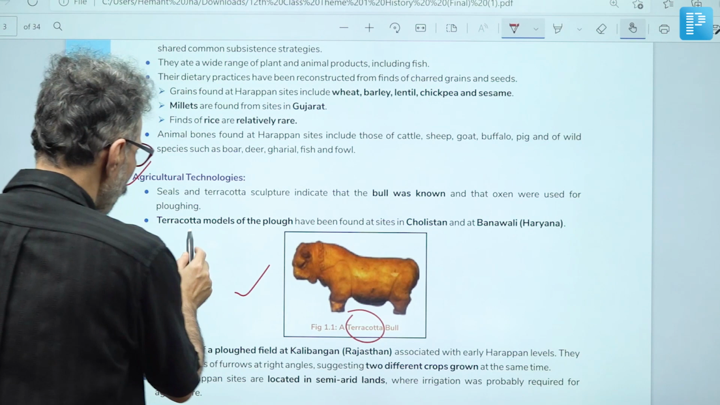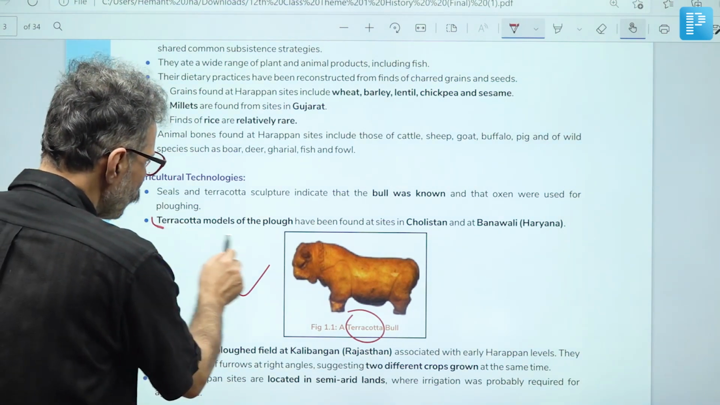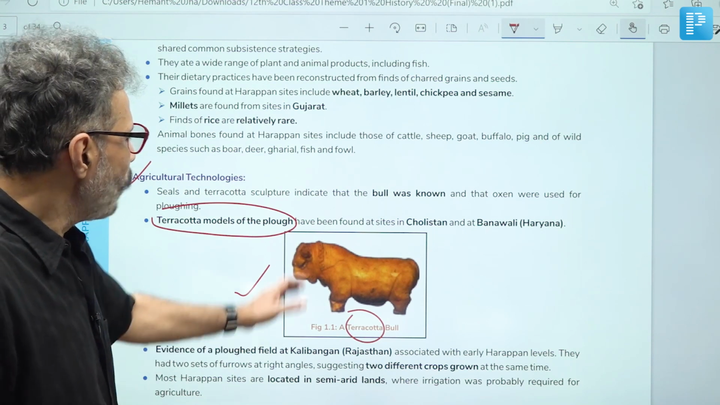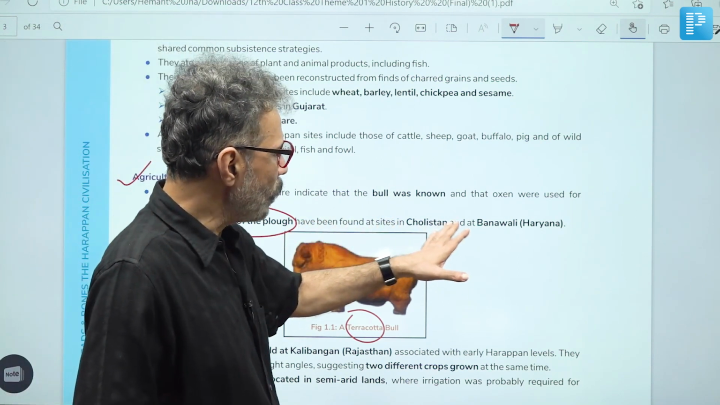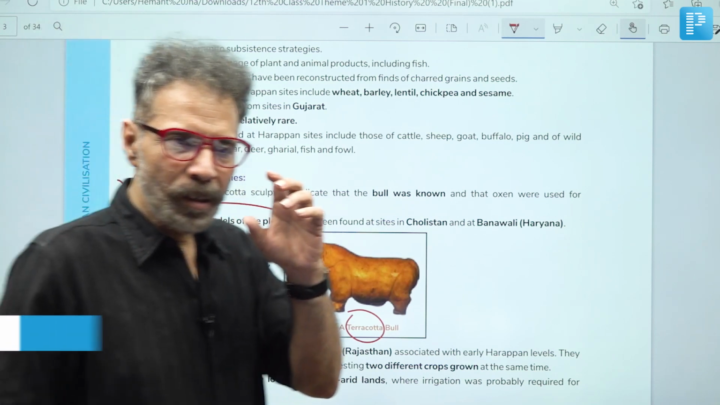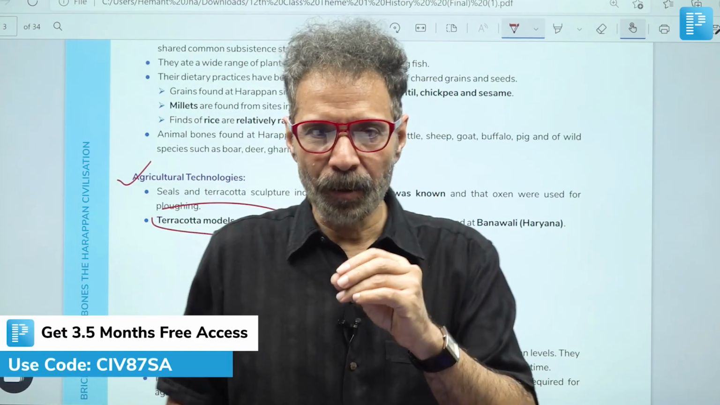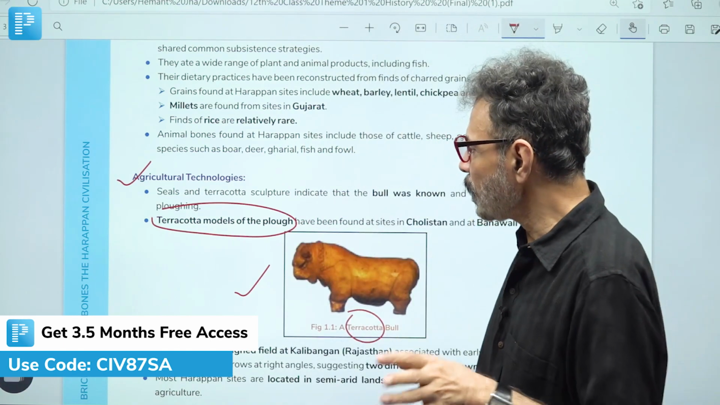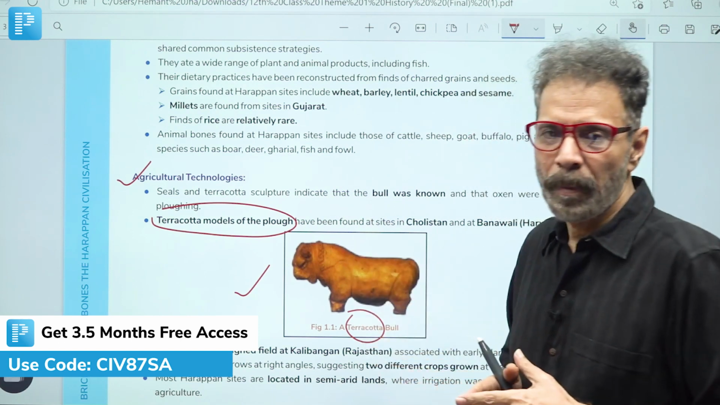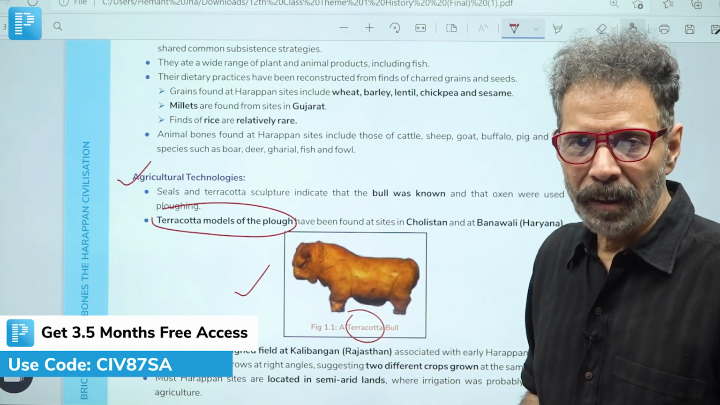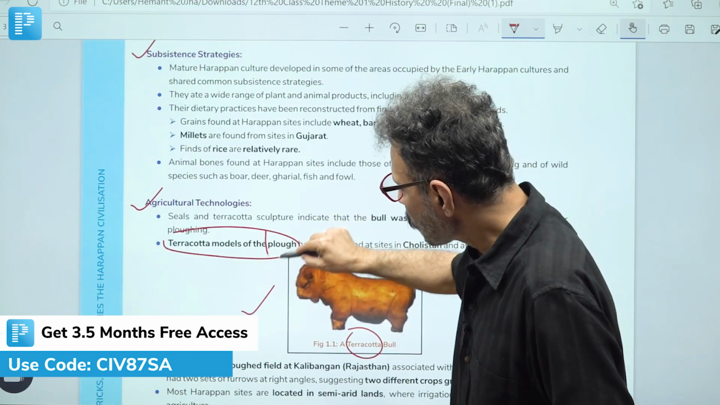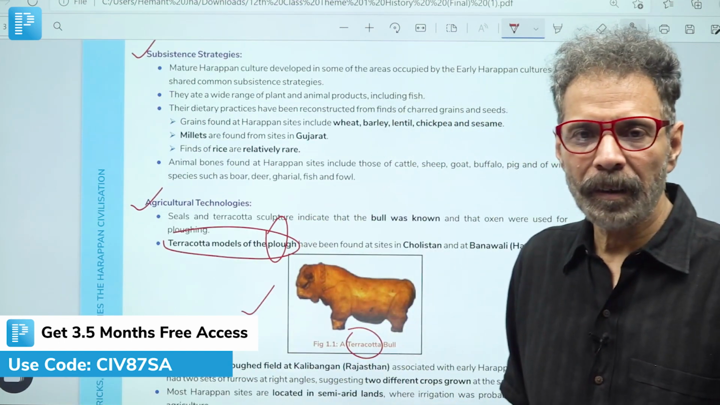Here, I'm going to focus on some. Like here you find terracotta models of the plough have been found at the sites in Cholistan and at Banawali, Haryana. So this is one significant piece of information that we have discovered a terracotta model of plough. This is an indication that ploughing was practiced by the Harappan people.